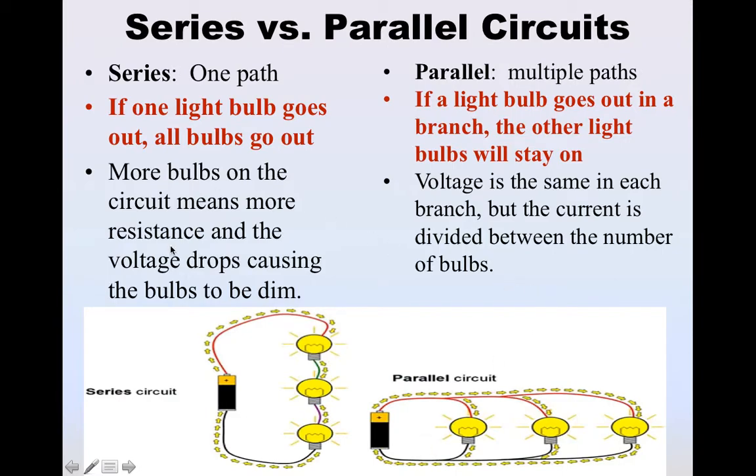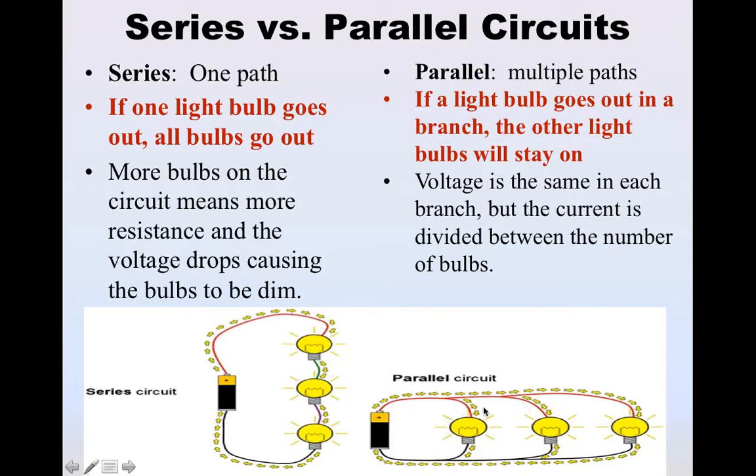Okay, now here's some more information. In a series, the more bulbs on a circuit means there's going to be more resistance, and the voltage will drop, causing the bulbs to dim. So basically, the more bulbs you load up in a series circuit, the brightness of the bulbs is going to get less. They're going to become dimmer.